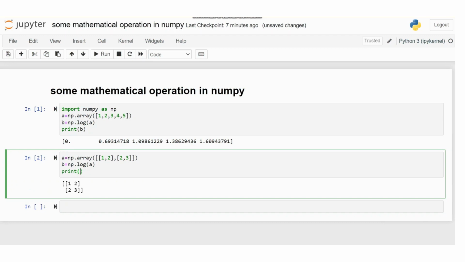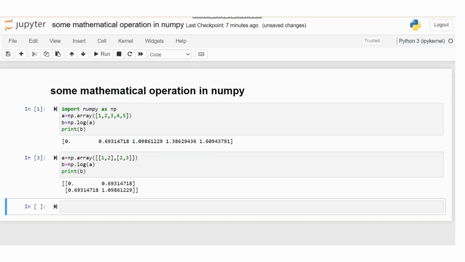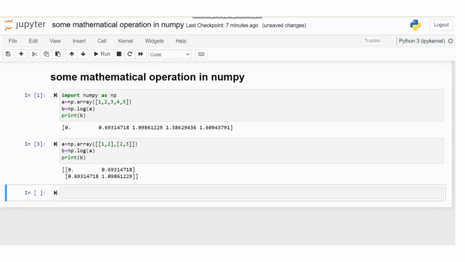The output is the log value of the given matrix: log of 1 is 0, log of 2 is 0.693, and log of 3 is 1.098.